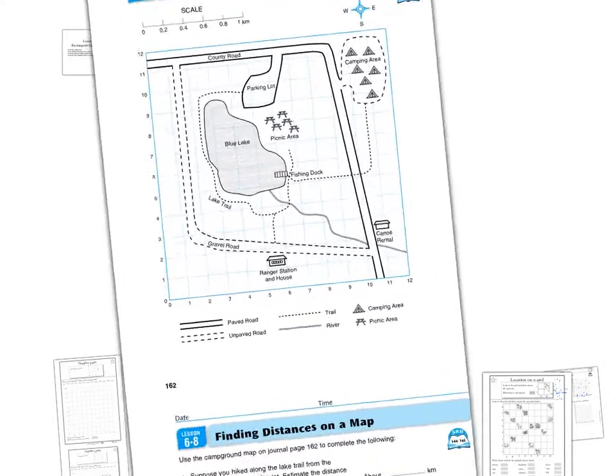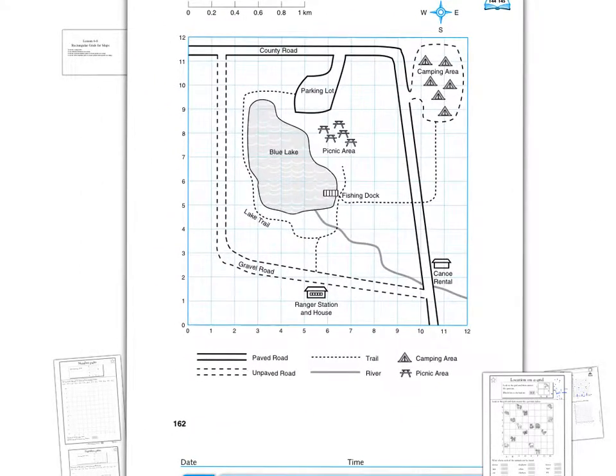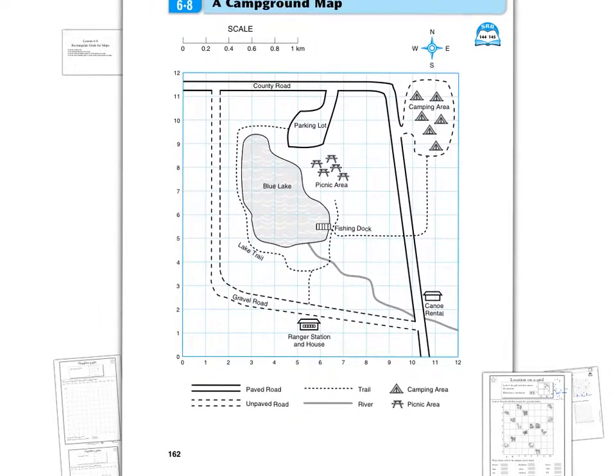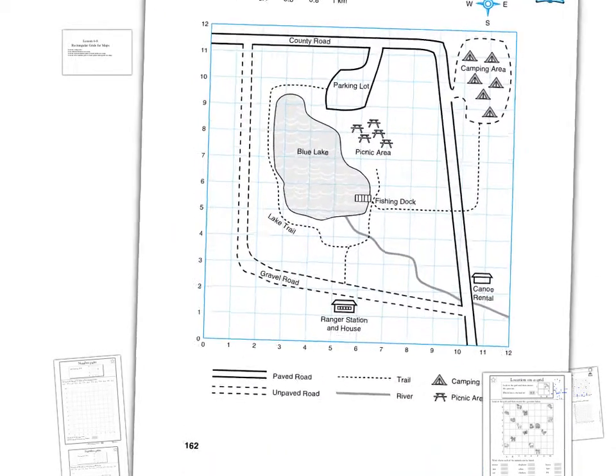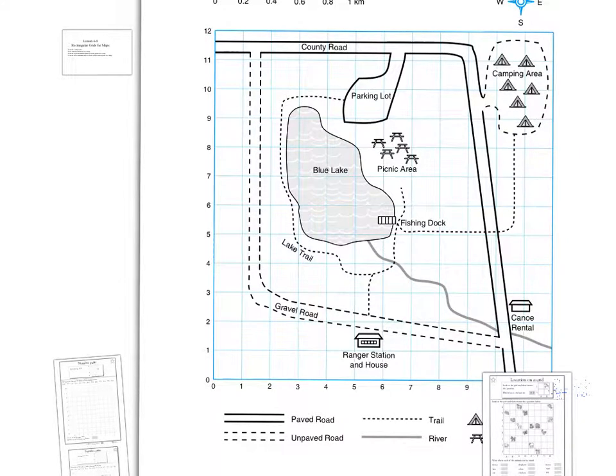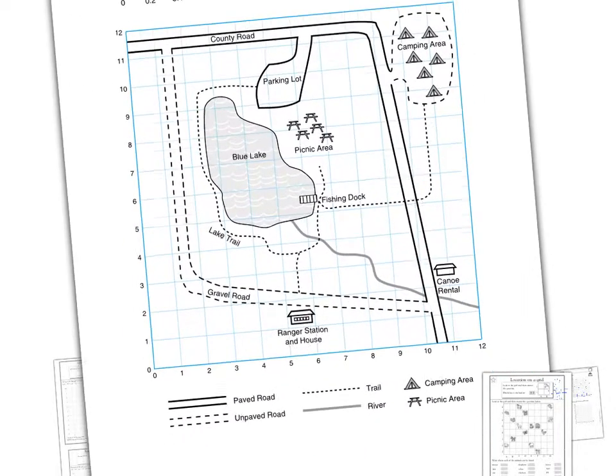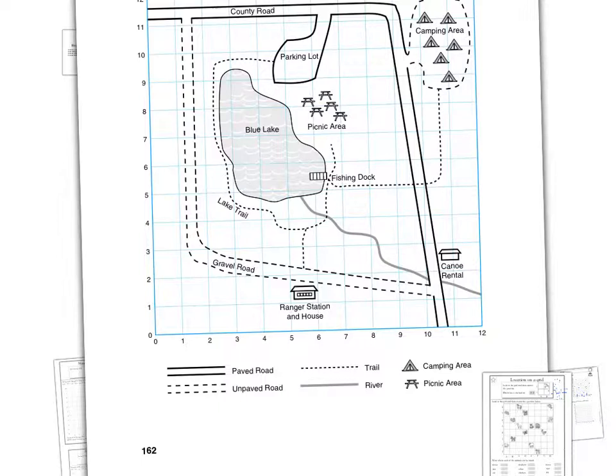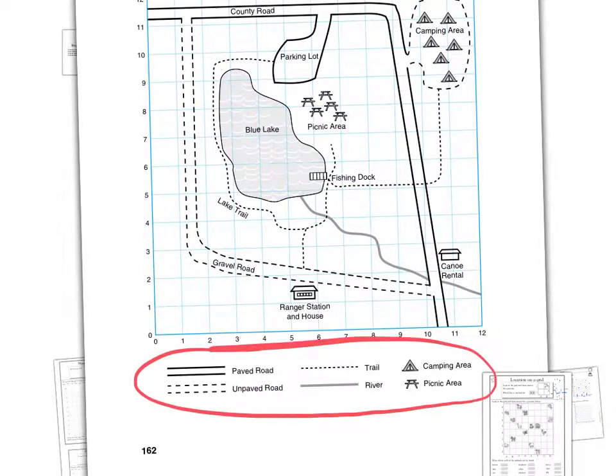So, in your math journal on page 162, you'll see a campground map like this. Before we start working on it, notice that the numbers now are back on the lines again. That means it doesn't represent the whole square. If you want to get inside the actual square, you would have to use halves. So just look at it, and here's your map scale at the bottom. That's what I said at the beginning. You understand map scales. This means paved roads, this means unpaved, this means a trail, river, camping area, picnic area.